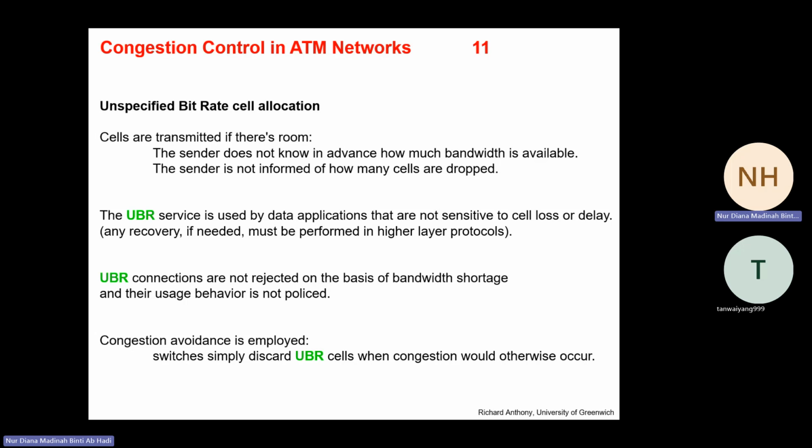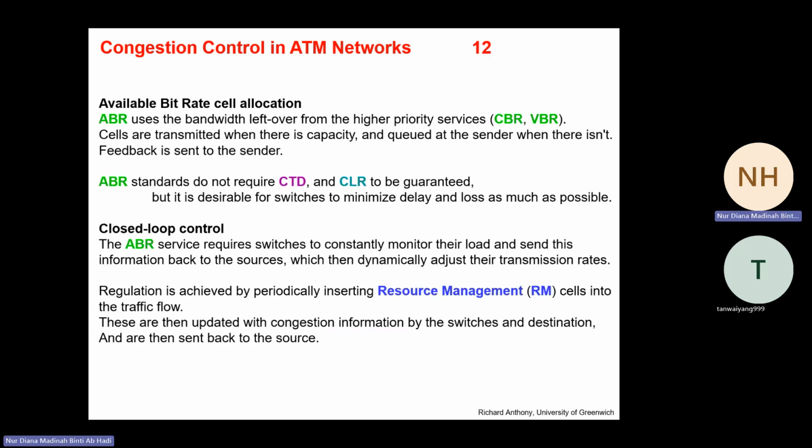Okay, now let's proceed. ABR cell allocation. ABR uses the leftover bandwidth from the higher priority services such as CBR and VBR, where cells are transmitted when there is capacity and queued at the sender when there isn't. Then feedback will be sent back to the sender. The ABR standard does not require CTD and CLR to be guaranteed, but it is desirable for switches to minimize the delay and loss as much as possible.